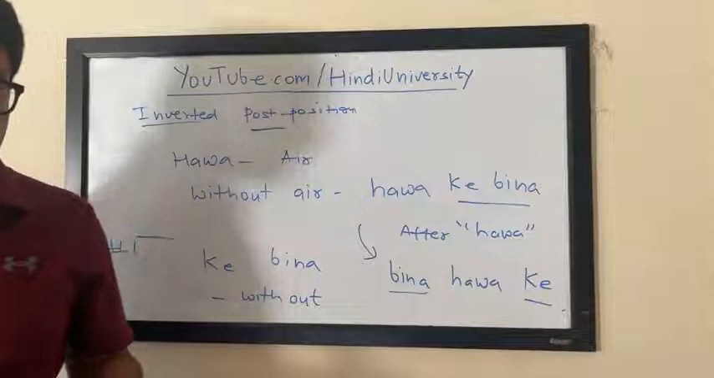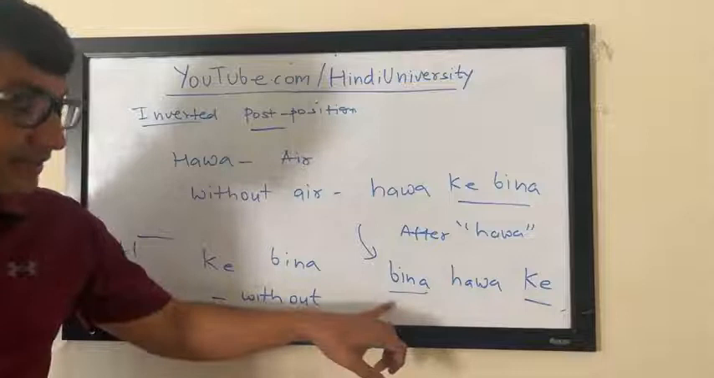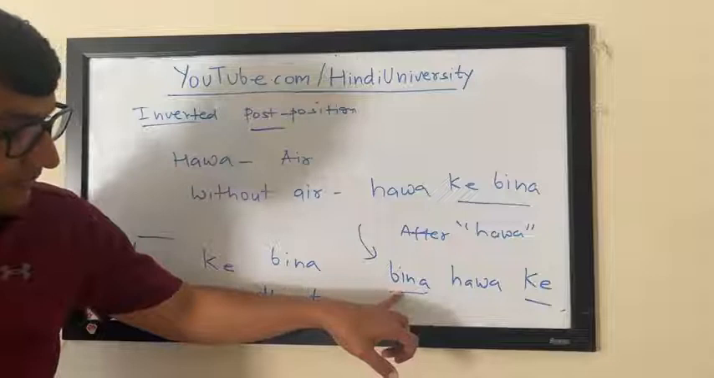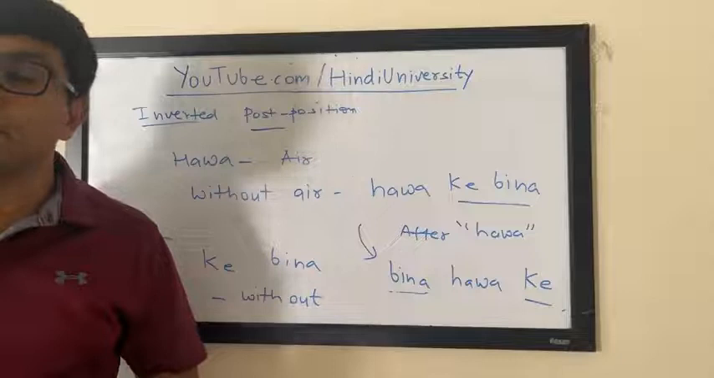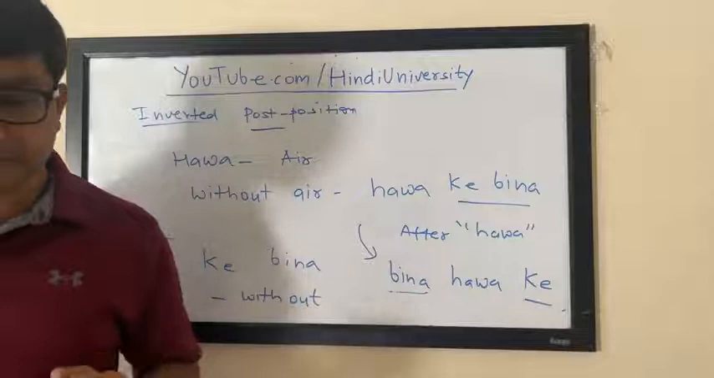So you said hawa ke bina nahi ji sakti. Nahi ji sakta. Nahi sakti, right? Same thing you can say. Yeah, try it. Bina hawa ke nahi ji sakti. Very good. Bina hawa ke nahi ji sakti. Same meaning, but you are emphasizing more the utility of air. Okay. Bina pani ke nahi reh sakti.